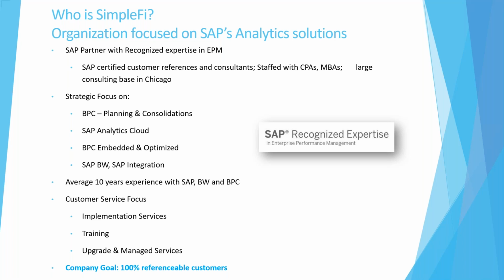Simplify is a partner with recognized expertise in EPM. So what does that mean? Enterprise performance management. So that's financial planning, reporting, analytics. We have certified consultants, again, a staff of CPAs, MBAs. We're based out of Oak Park, Illinois, so in and around the Chicago area, and have a large consulting base in the area. We have a strategic focus as an organization, really on the analytics and planning space. So that includes SAP Analytics Cloud, SAP BPC, as well as how you bring all these tools together with SAP ERP. So that means BW in many, many cases.